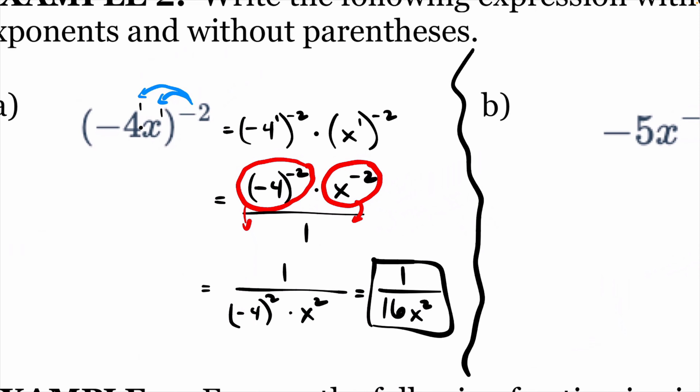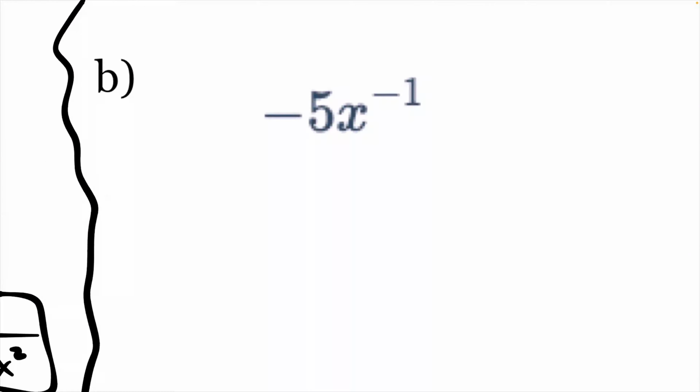Next one's very similar, just with no parentheses. So it's still negative 5 times x. Who owns that negative 1 power? Does negative 5 own it? Does x own it? Or do they both own it? Just x, yeah. Negative 5 has its own power, positive 1. They don't both have a negative 1 power. If they did, they would have written it like this. They didn't. So we don't have to do any parentheses.